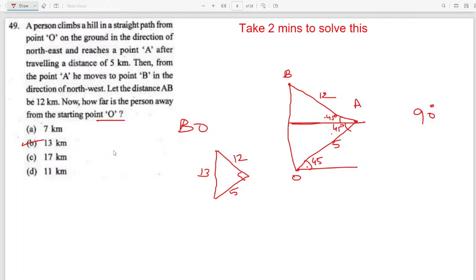I hope LKR, you have got A. I hope this is clear. If you have any doubt, you can post your query in the chat section.